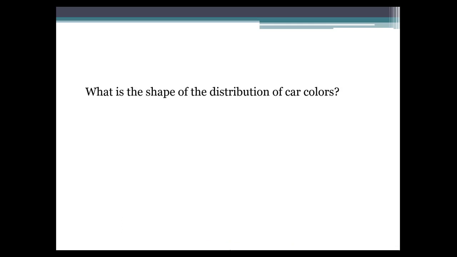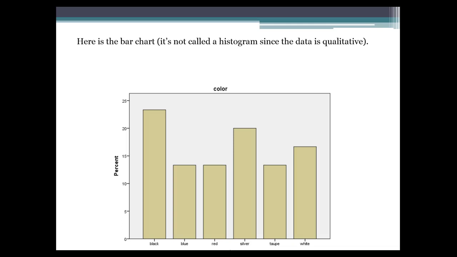So what if I were to ask you, what is the shape of the distribution of car colors? It might be tempting to look at this and say, oh, it's skewed to the right or something, but it's a trick question because qualitative data does not have a distribution. You could rearrange these colors into any order, and it would change what it might look like. So it does not make sense to talk about the distribution shape.